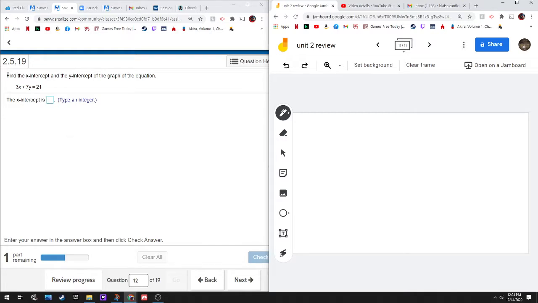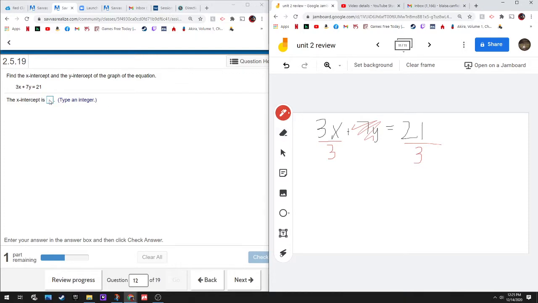So this last one, we're on number 12. Find the x and y intercept of the graph of the equation 3x plus 7y equals 21. Remember, when we're finding the x and y intercepts, the real thing that we're doing is, an x-intercept and a y-intercept come from the other letter being 0. So if I want the x-intercept, that means y is 0. But remember, if the y is 0, then it's gone. And then it just says 3x equals 21. So you just divide both sides by 3.